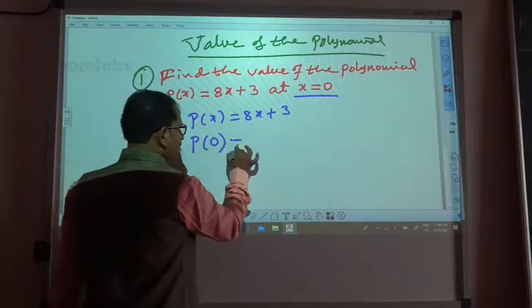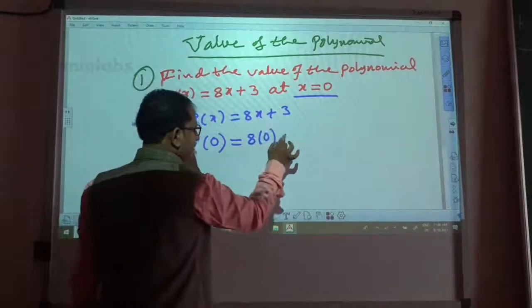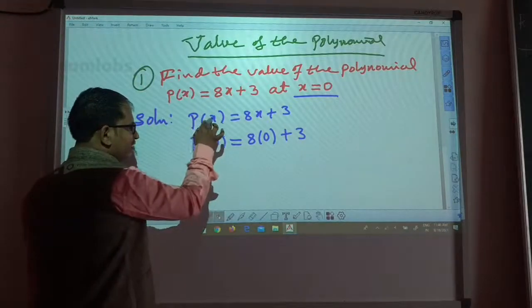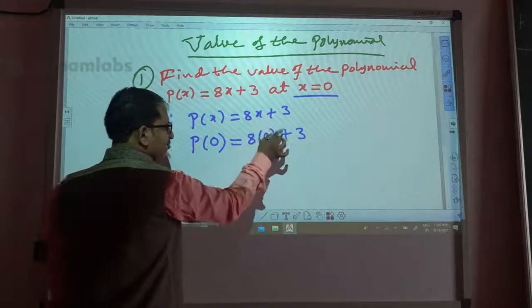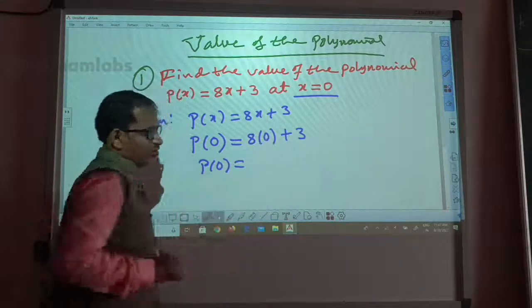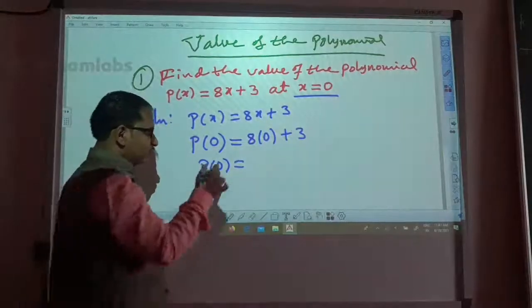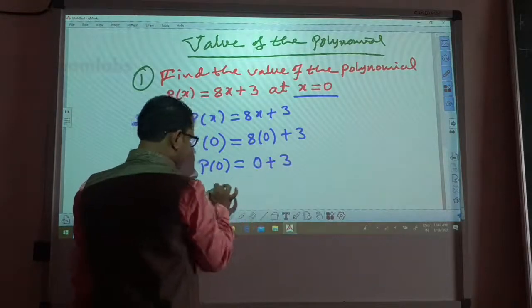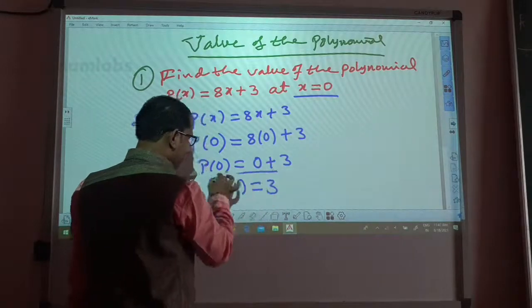So here x is equal to 0, plus 3. Observe here, x will be 0, that means instead of x we write 0. 8 is 8 only, x is nothing but 0, plus is plus, 3 is 3. Now p of 0 is equal to 8 into 0. What is 8 into 0? We know that anything into 0 is equal to 0. So 8 into 0 is 0, that is 0 plus 3. So p of 0 is equal to 0 plus 3, which is equal to 3.